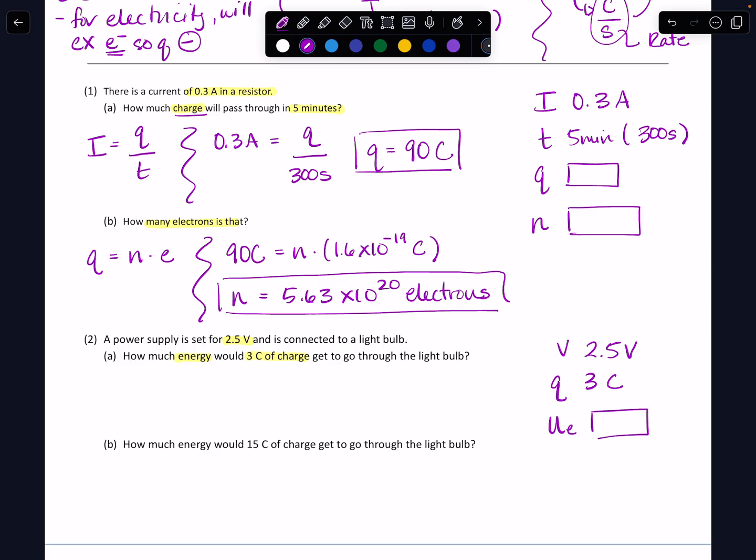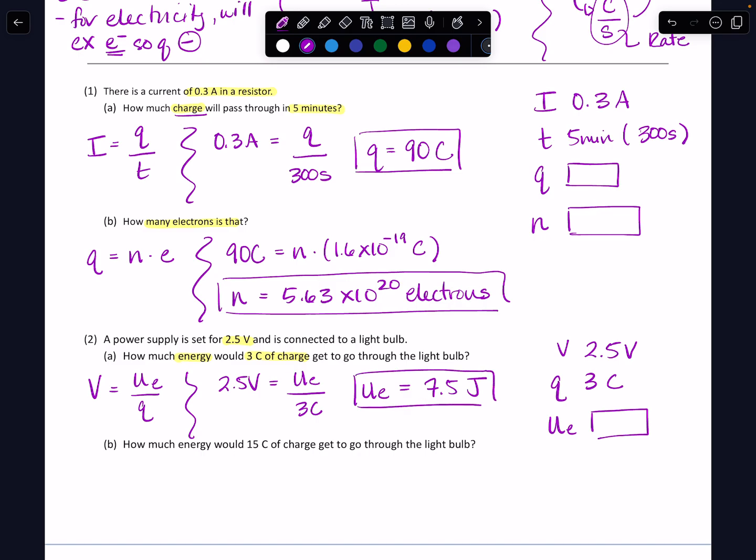All right. So I have a formula that includes those. The voltage is equal to U sub E divided by Q. All right. So I plug in 2.5 volts. My unknown is that potential energy, and I have 3 coulombs of charge. So I multiply both sides by 3, and I end up with a potential energy of 7.5, and that's going to be joules. All right, remember the unit for energy is joules.